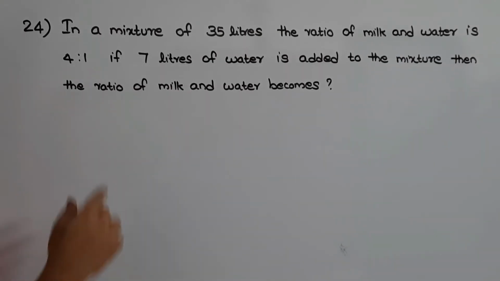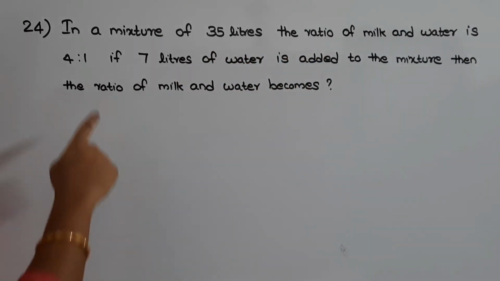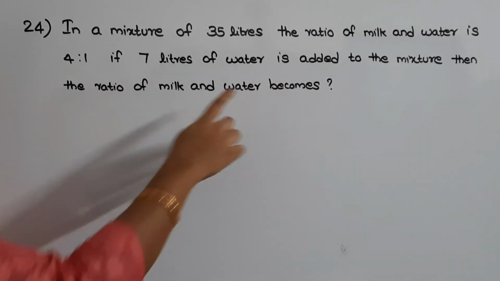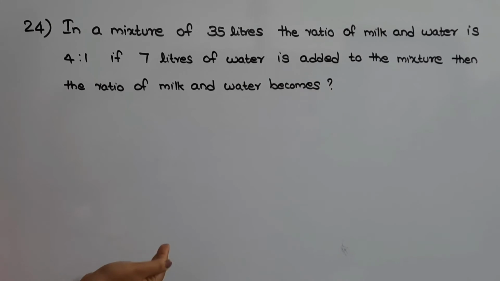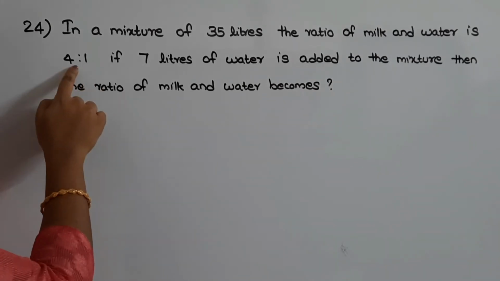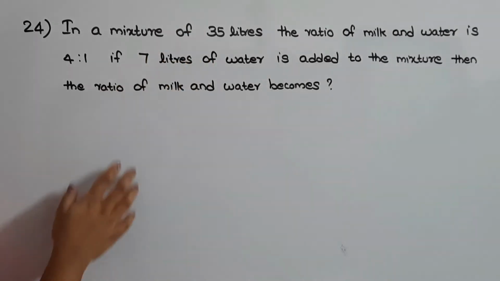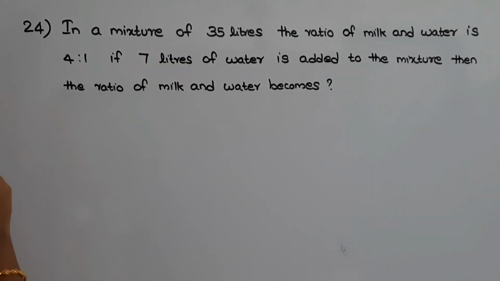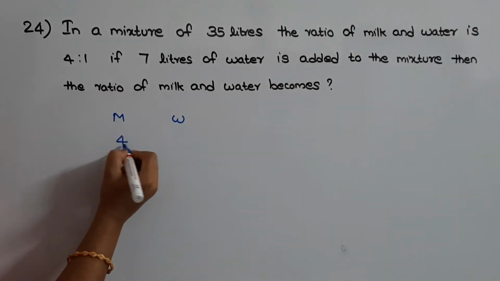The next question is, in a mixture of 35 liters, the ratio of milk and water is 4:1. If 7 liters of water is added to the mixture, then the ratio of milk and water becomes. So in this question, they are telling that in a mixture of 35 liters, the ratio of milk and water is 4:1. Now if 7 liters of water is added to this mixture, then what will be the ratio of milk and water? Okay. So the ratio of milk and water is given as 4:1.